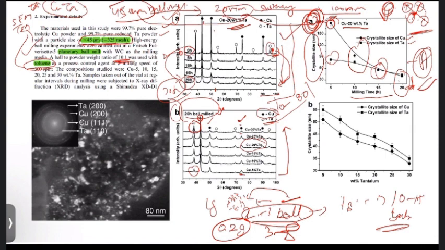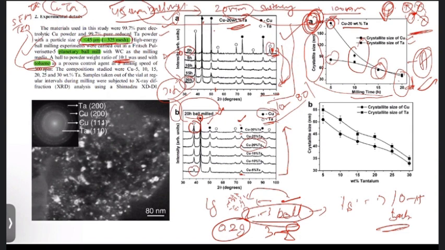Follow this graph. From XRD we are not able to see the exact numbers. From this graph we can see the exact numbers. Okay? Yes, followed, ma'am. The crystalline size is reduced based on the milling time and based on the copper with tantalum ratio.